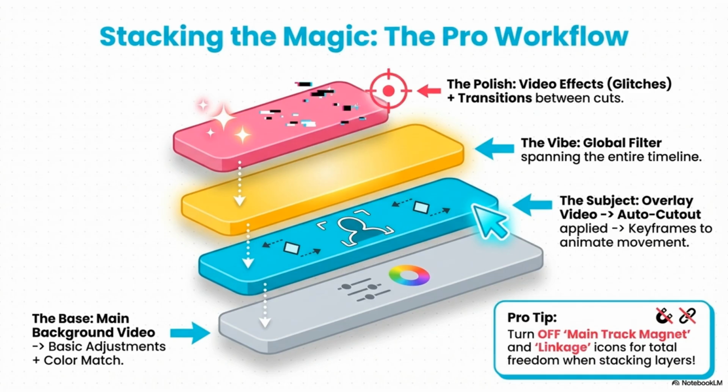Stacking the magic, the pro workflow. Master the pro workflow by stacking layers. The base, main background video with basic adjustments and color match. The subject, overlay video with auto cutout applied and keyframes to animate movement. The vibe, a global filter spanning the entire timeline. The polish, video effects like glitches and transitions between cuts. Pro tip, turn off the main track magnet and linkage icons for total freedom when stacking.